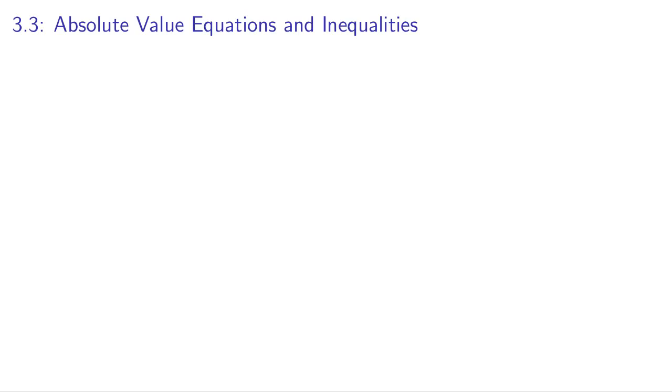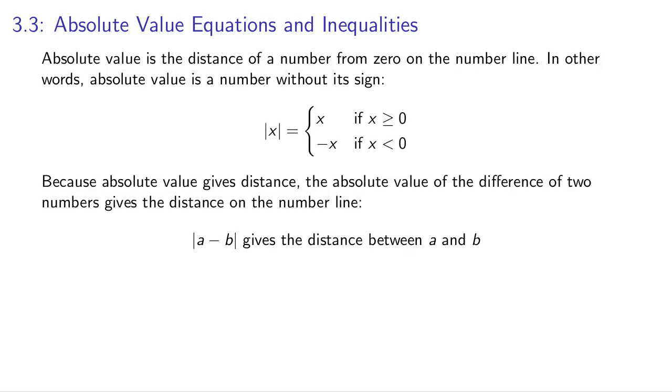Algebra 2, Chapter 3, Section 3, Absolute Value Equations and Inequalities. What's absolute value? Absolute value we can think of as the distance of a number from 0 on the number line. So if we think of a number line, and we want to know what is the absolute value of 3. The distance from 0 to 3 is 3. So the absolute value of 3 is 3.